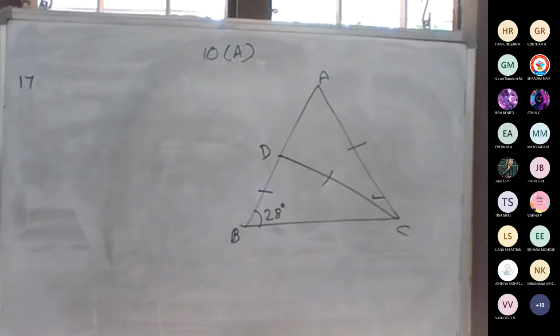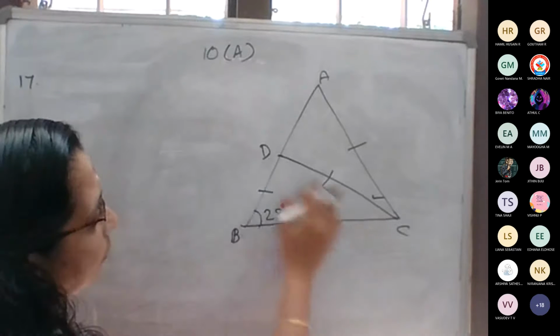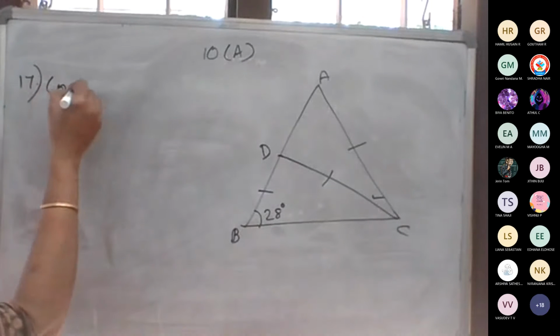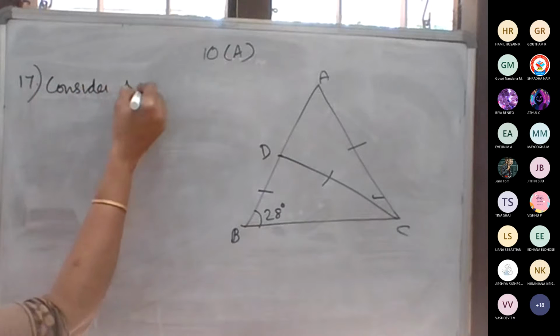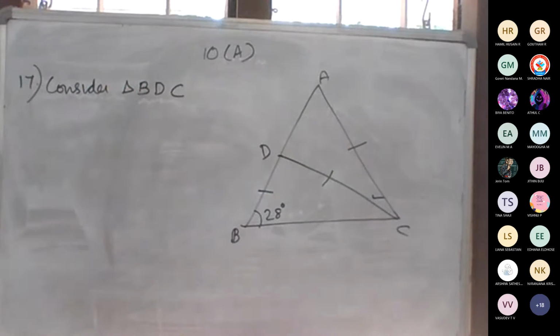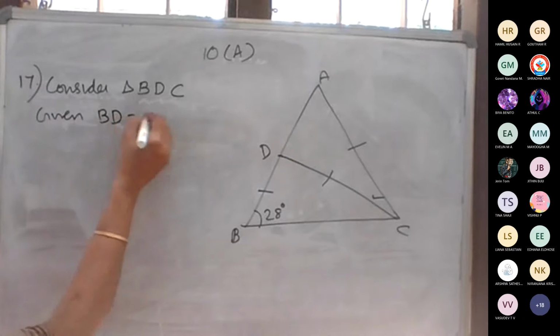So tell me. Three sides are equal. Angle B is given. So which triangle do we have to consider? Given angle B, we have to consider this triangle. Write down, consider triangle BDC.